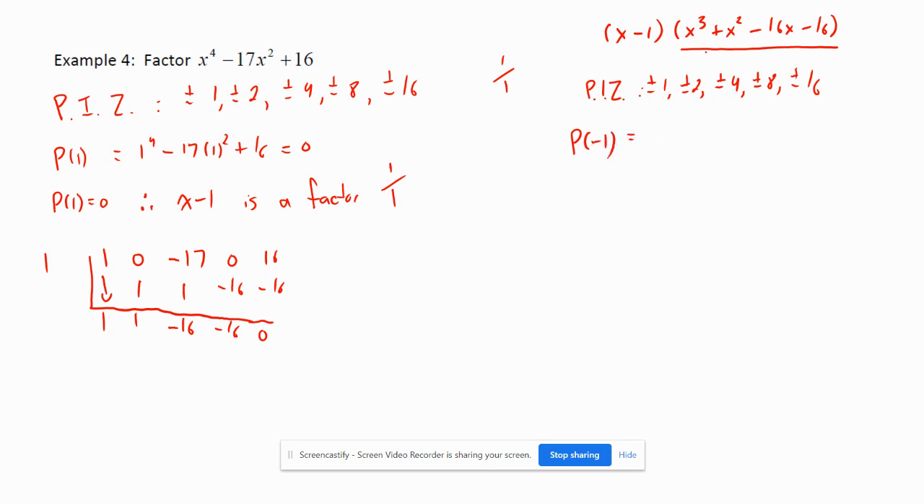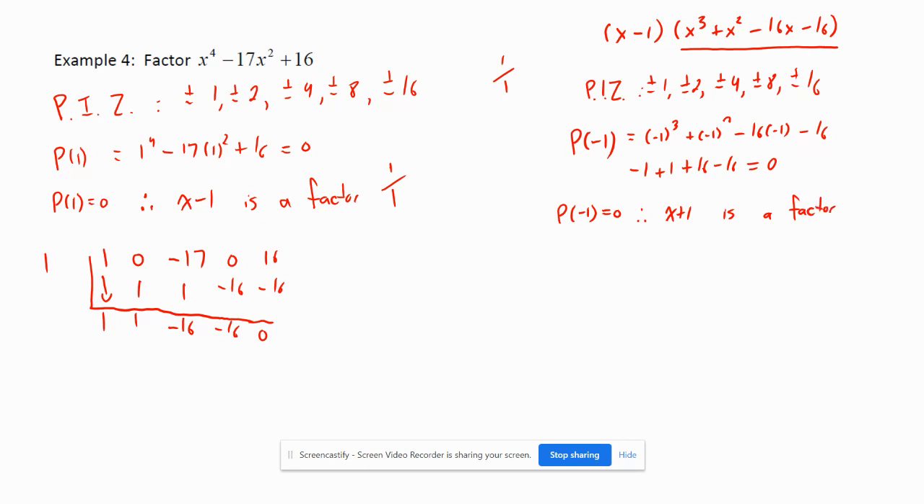So now I'm just doing it for just this part over here. We get negative 1 cubed plus negative 1 squared minus 16 times negative 1 minus 16, which is negative 1 plus 1 plus 16 minus 16, which does in fact equal 0. So P of negative 1 equals 0. Therefore, x plus 1 is a factor.